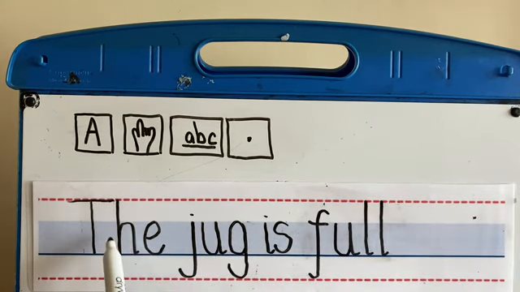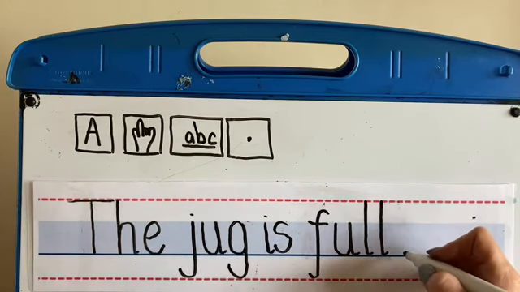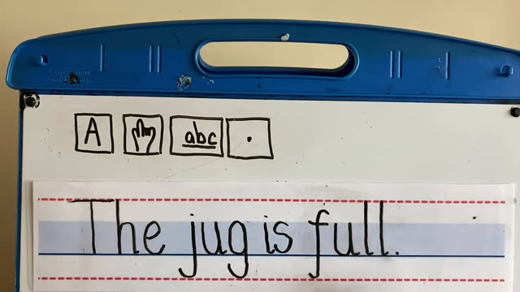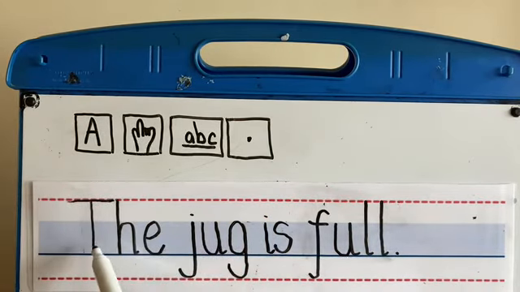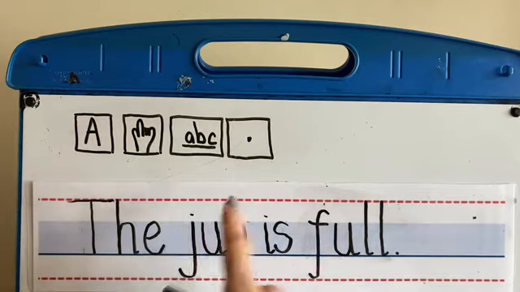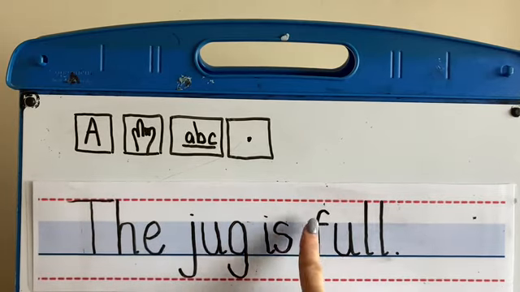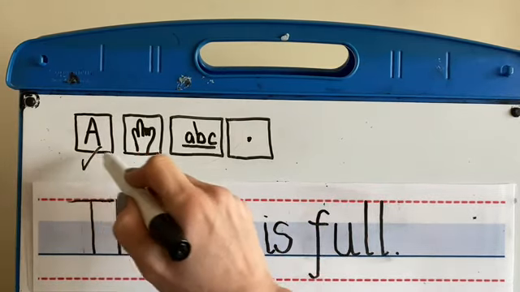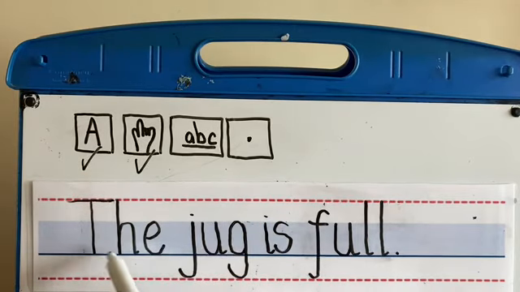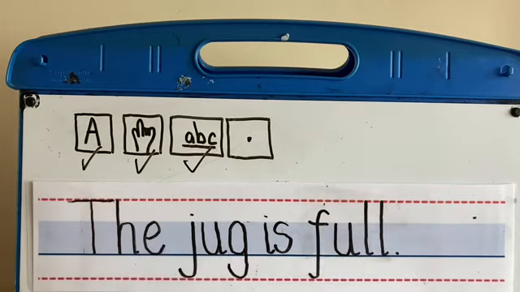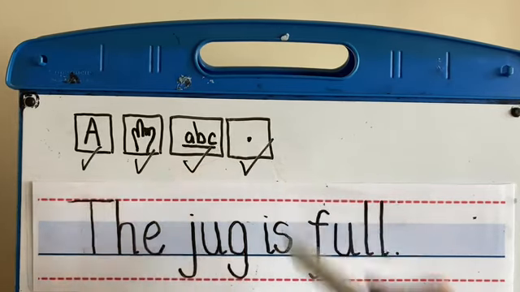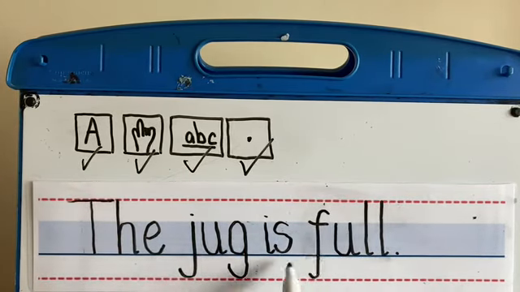Let's check our sentence. The jug is full. To finish our sentence, we need a full stop. Clapperty capitals, let's check. Clapperty capitals, there's our T. Finger spaces. Yeah, we have those. Let's put a tick for both of those. Letters sat on the line. And our full stop to finish the sentence. The jug is full.